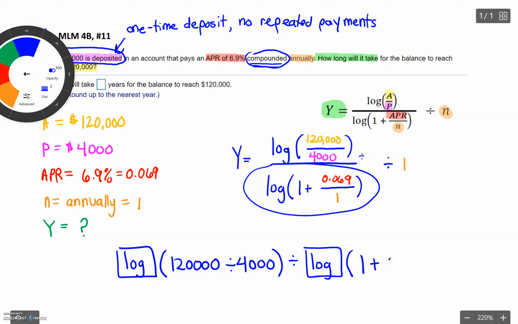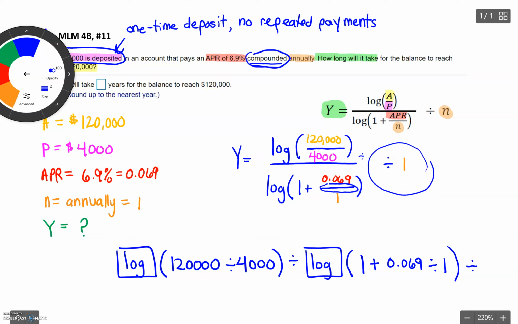Since it's being divided by 1, I don't really need to type that. But if it was compounded monthly and I'd be dividing by 12 or something, I'd need to. So I'm going to write that out. So again, this fraction bar is division. So I have my decimal divided by 1. Then I need to close that parentheses. And then the last thing I'm going to type is another divide by 1. So I need to type all of that into my calculator.